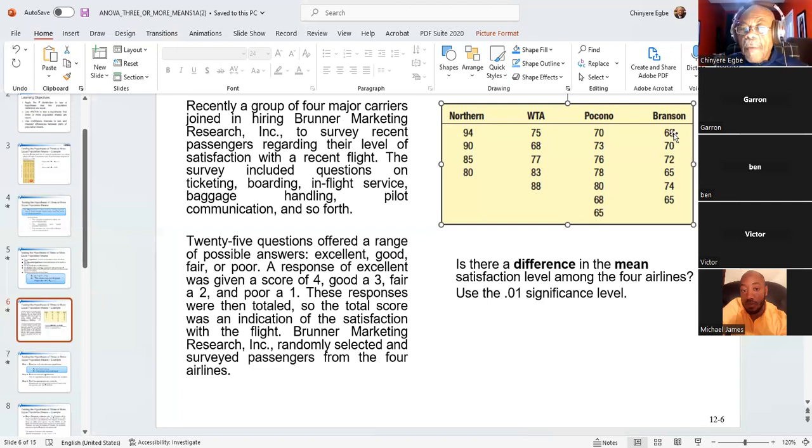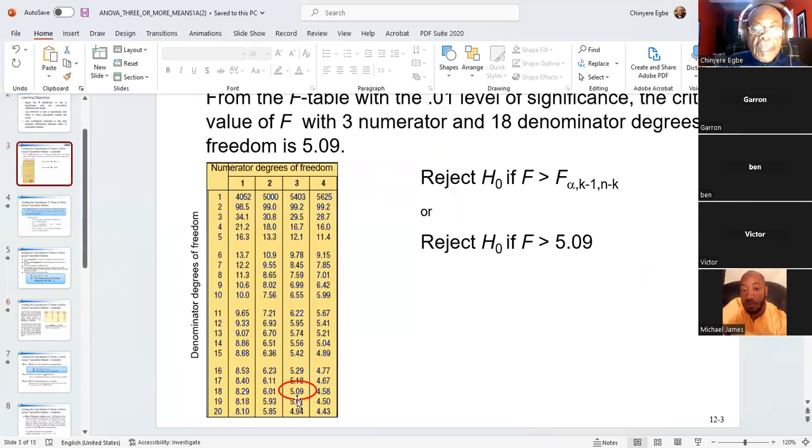Now you have 1, 2, 3, 4, 5, 6. Plus 1, 2, 3, 4, 5, 6, 7. That's 13. Plus 5, that's 18. Plus 4, that's 22. So the denominator degrees of freedom will be N minus K, which is these 22 samples that we have. 22 minus 4 is how many? 18. And so this is why when we come here to choose from the table, we have 3 numerator and 18 denominator.